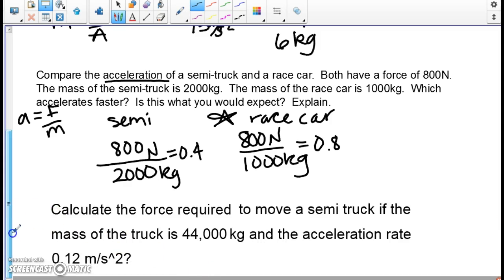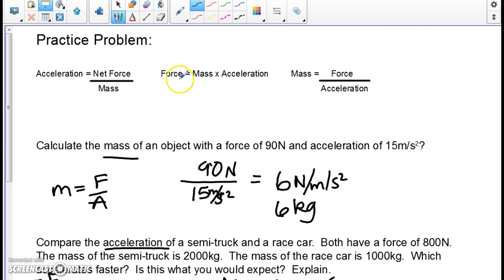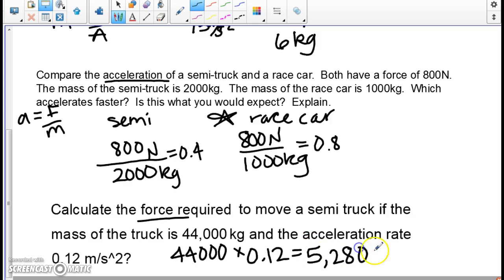The last question says, calculate the force required to move a semi-truck if the mass of the truck is 44,000 kilograms and the acceleration rate is 0.12. If I scroll back up, this time I'm asked to solve for force, so I'm going to have to multiply. So mass times acceleration, 44,000 times 0.12. And that answer, if I were to put it into my calculator, is going to give me 5,280. Again, I've used all my standard international units, so since this is force, I could put newtons.